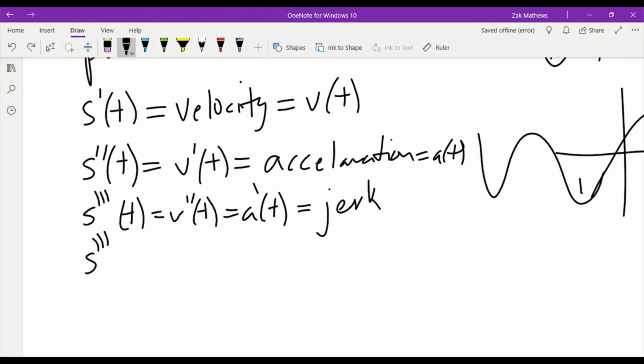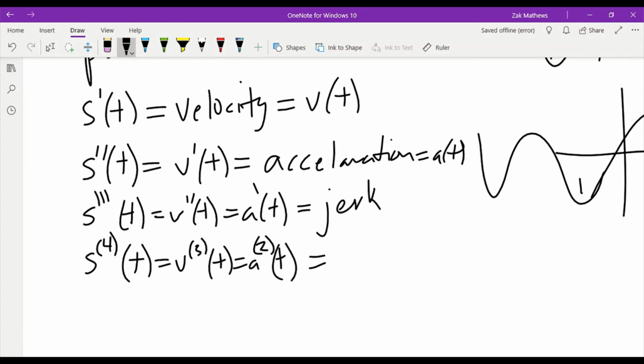But we can continue to use the same idea of derivatives, and let me switch over to the fourth because it was getting a little cumbersome. The fourth derivative of position, which is the third derivative of velocity, which is the second derivative of acceleration, which is the first derivative of jerk, is something called jounce.